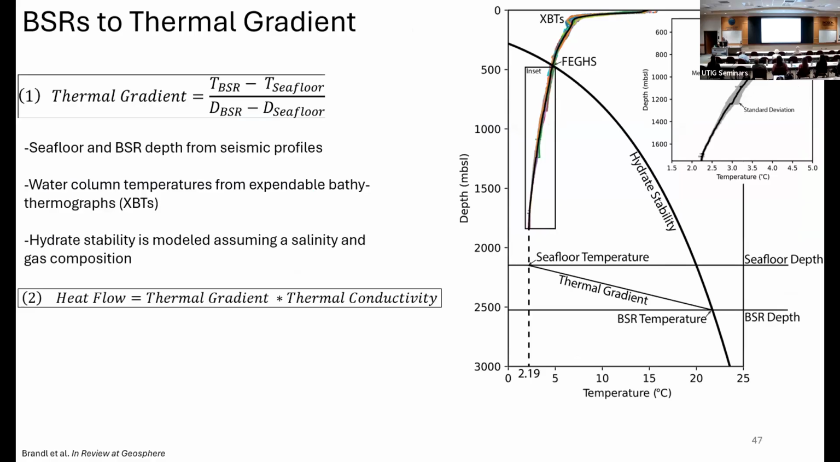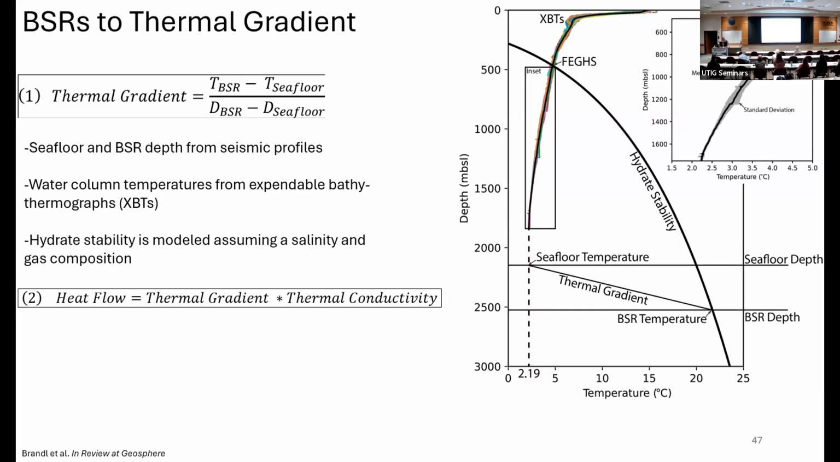So to go from BSRs to thermal gradient, you just have to take some assumption of the water column temperature, which in this case we use the XBT measurements from the active source cruise. And using the XBT water column temperatures and a model of the hydrate stability curve, and then the seafloor depth and the BSR depth from the seismic data, you're able to calculate the shallow thermal gradient.